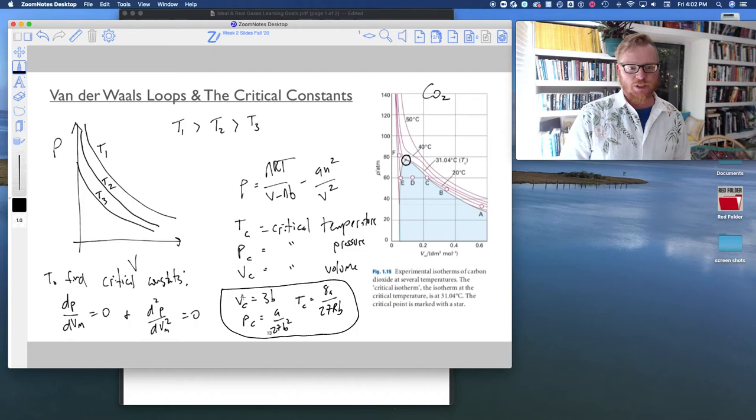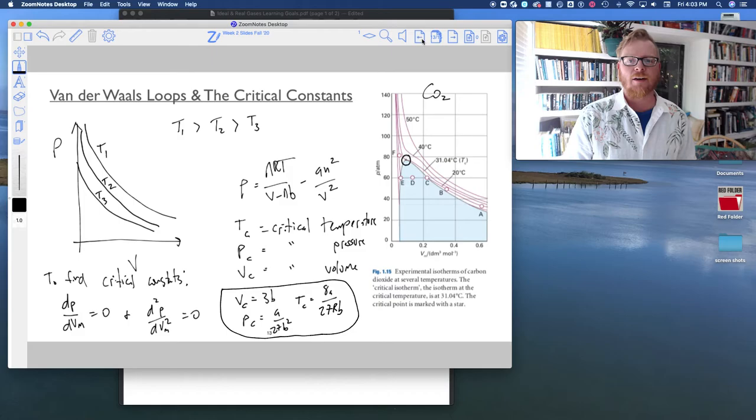Obviously, it shouldn't be too hard to calculate, right? It's just plug and chug. 3 times b, a divided by 27b squared, and so on and so forth. But, right, we could calculate this. So this is cool. These are experimental isotherms. But our calculation of critical temperature for CO2 should be really close to that. And in fact, we could do that.